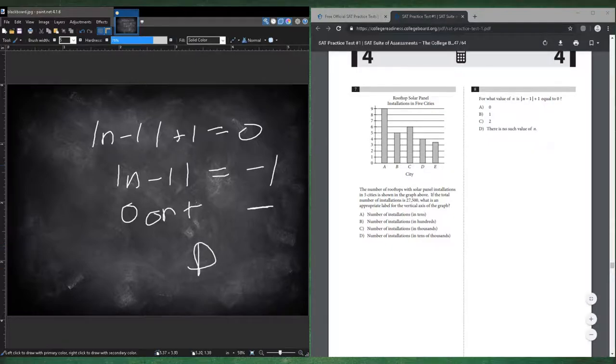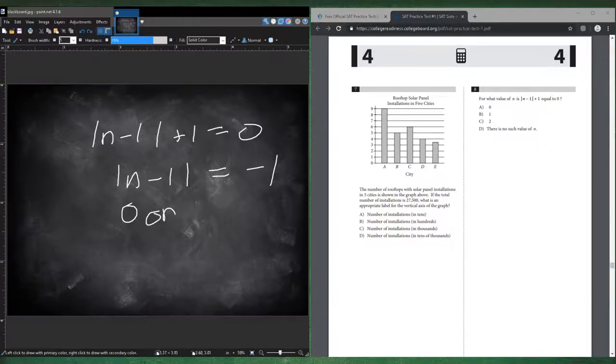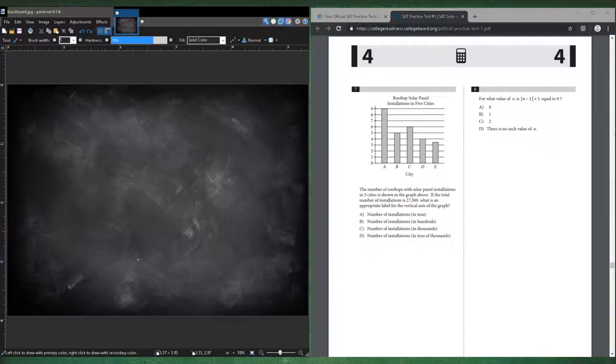If you plug in 0, 1, or 2 for n from answers A, B, and C, none of them would work. So that's another way you could solve the question. But as shown, not all questions in the SAT are able to be solved. Sometimes there's just no information, which is really, really rare.